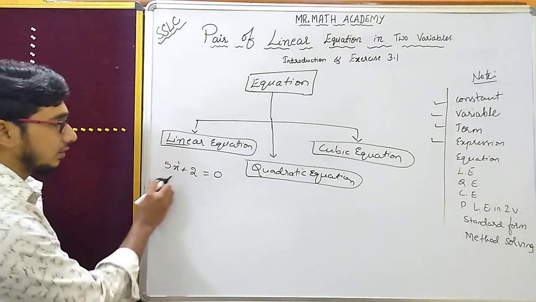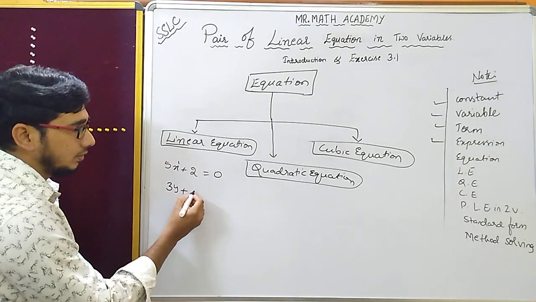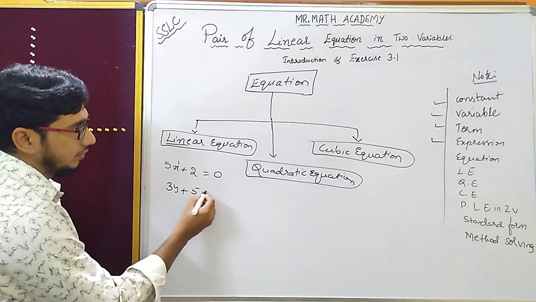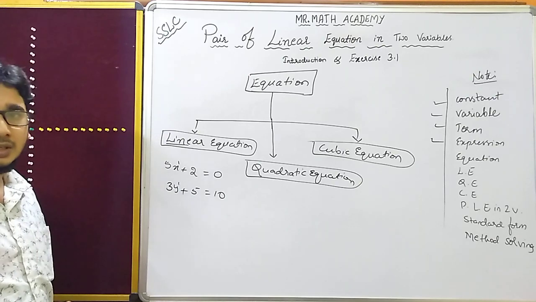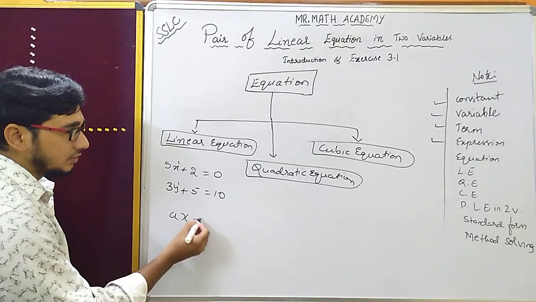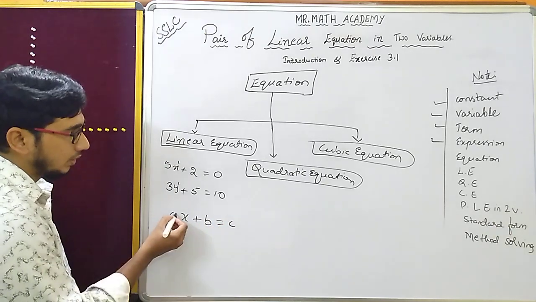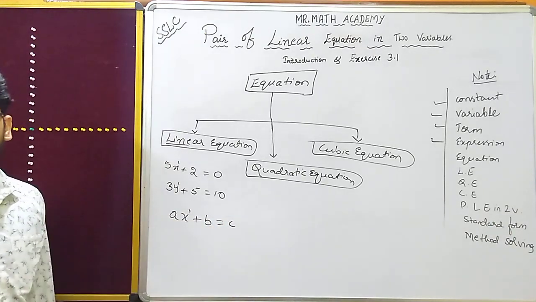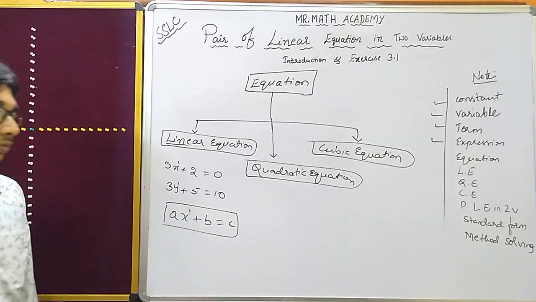So anything we can write, 3y plus 5 is equal to 10. See, y to the power 1, so it is linear. So the standard form we can write as ax plus b is equal to c or 0. The main thing is power 1 should be there. So consider it as a standard form.